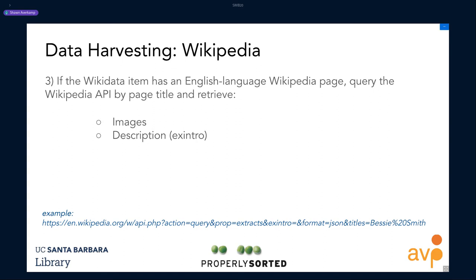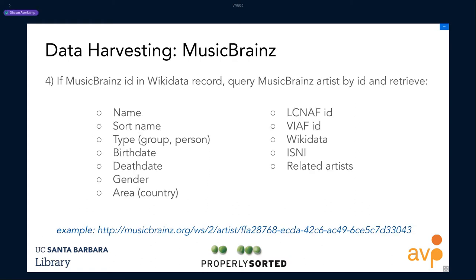And we also went to Wikipedia. If there was an English language Wikipedia page, we got the images and any description to put on the DAHR site. And if there was a MusicBrainz identifier in the Wikidata record, we then went to MusicBrainz and retrieved a lot more information there. So a lot of this is duplicative.